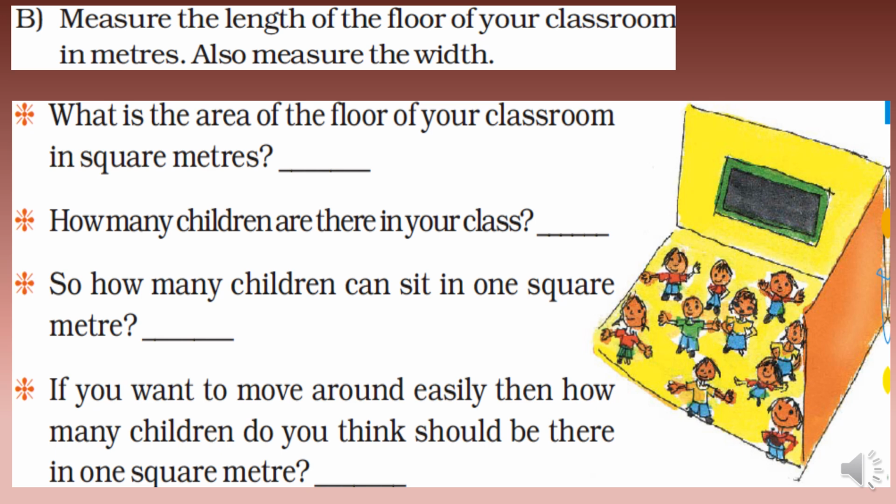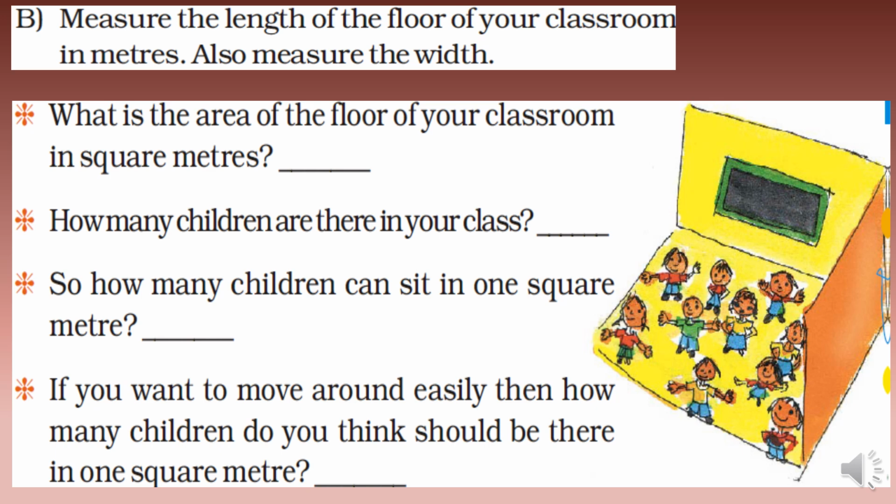How many children are there in your class? So I tell you that there are total 71 children in your classroom. So how many children can sit in 1 square meter? So how can we get it? So total area of the classroom divided by the number of children. But here we do not know the total area. This we will do when we go to our classroom.